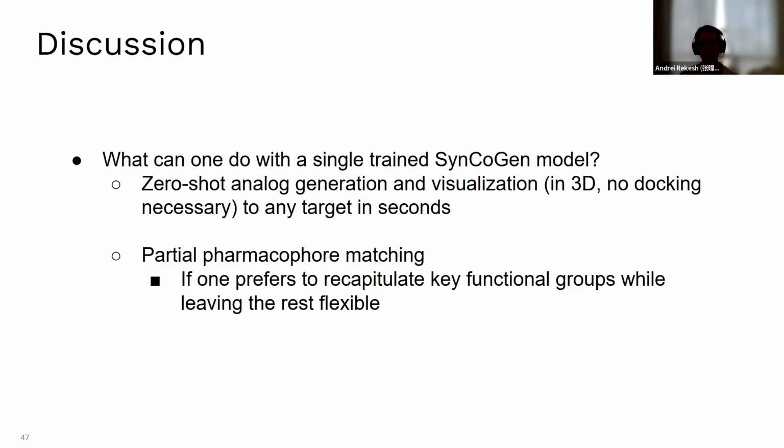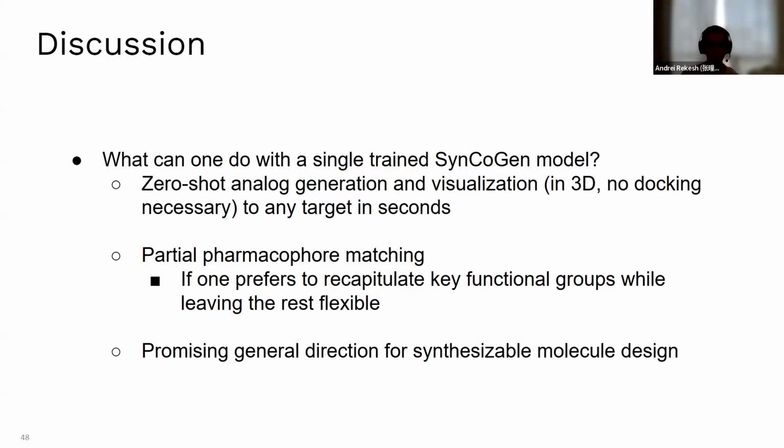If you want to recapitulate key functional groups while leaving part of a molecule flexible, SynCoGen is capable of that as well. And again, you don't have to retrain the model to do this kind of hypothesis generation for molecules. And I think that's pretty cool. And I think SynCoGen generally represents a pretty promising step towards synthesizable molecular design, particularly for these diffusion models that prior to SynCoGen only really operated at the all atom level.